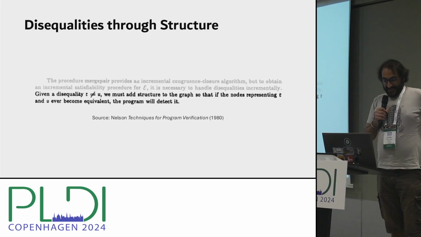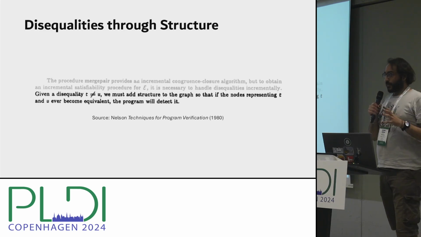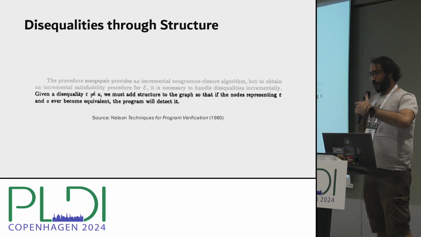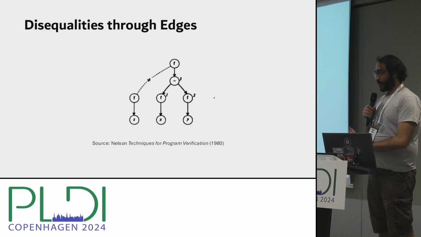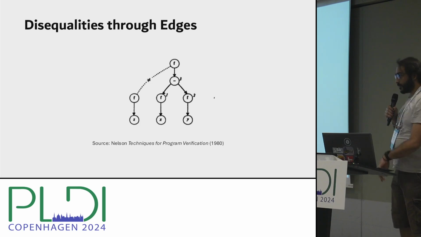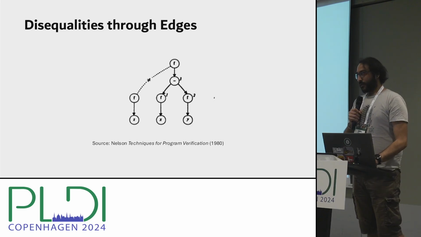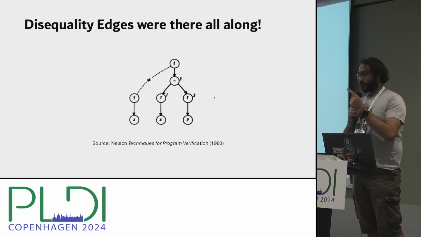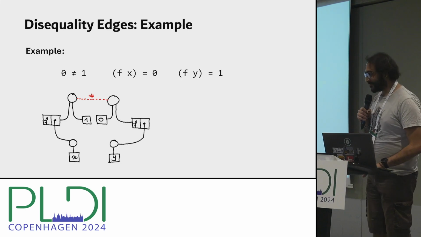And Nelson also realized that, well, disequalities are important. And he says that if we want to check that two things are not equal, we have to modify the EGRAPH itself to do this through some kind of a change in structure. Alongside this paragraph, there was this very beautiful figure, and we see the structure that he did. He just introduced this extra kind of edges between classes, which are these disequality edges, meaning that what we were trying to solve was there all along. Pretty fun. So let me show you how they work.